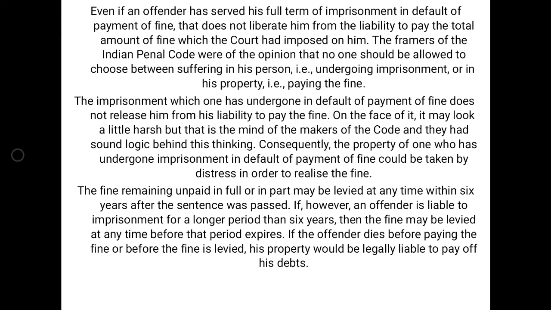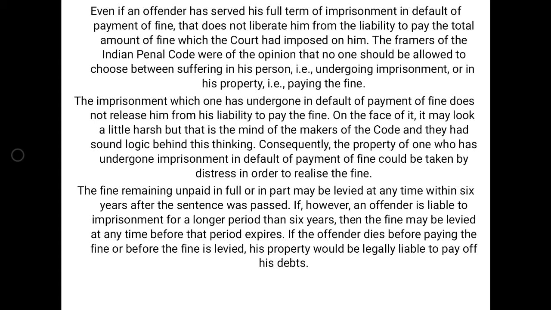Even if an offender has served his full term of imprisonment in default of payment of fine, that does not liberate him from the liability to pay the total amount of fine which the court had imposed on him. The framers of the Indian Penal Code were of the opinion that no one should be allowed to choose between suffering in his person by undergoing imprisonment or in his property by paying the fine. The imprisonment which one has undergone in default of payment of fine does not release him from the liability to pay the fine. On the face of it, it may look a little harsh, but that is the mind of the makers of the code, and they had sound logic behind this thinking.